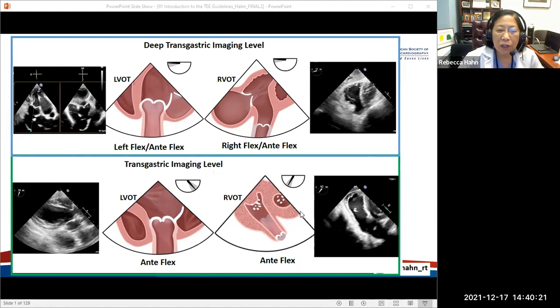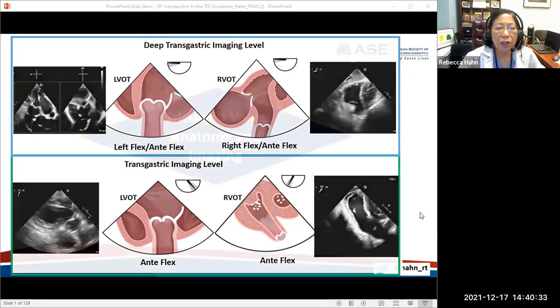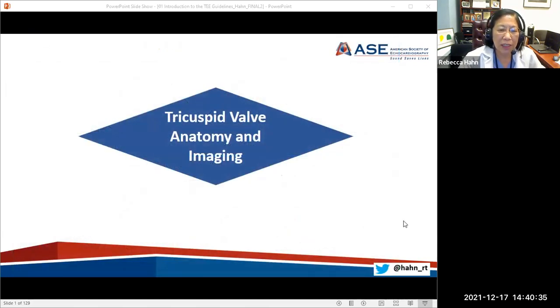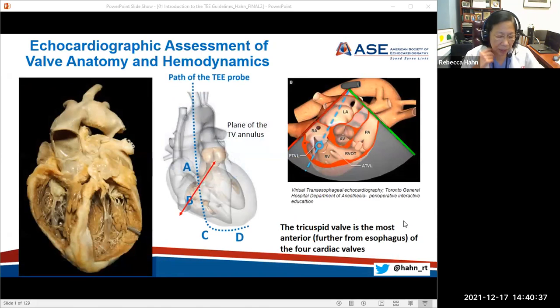And then for the RV outflow tract, it's just a little slight positive rotation, maybe 50 degrees or so, in order for us to get this beautiful RV outflow tract. So those are the main ways that we're going to look at RV outflow tract and LV outflow tract, and how we'll calculate forward stroke volume in the setting of tricuspid regurgitation.